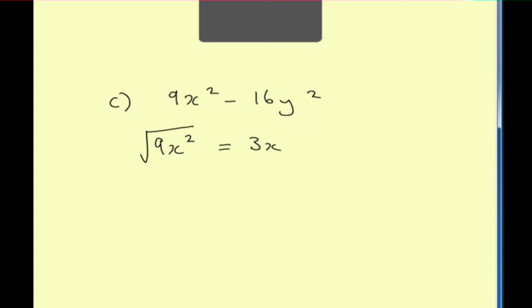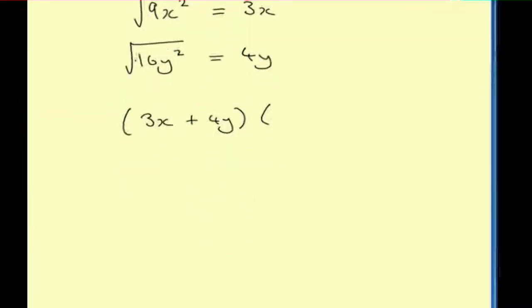Okay, let's have a look at the third question in part A, factorising 9x squared minus 16y squared. Well, if we take 9x squared and we square root it, we get 3x, and if we take 16y squared and square root that, we get 4y. So in the first bracket it's 3x plus 4y, and in the second bracket it's 3x minus 4y.